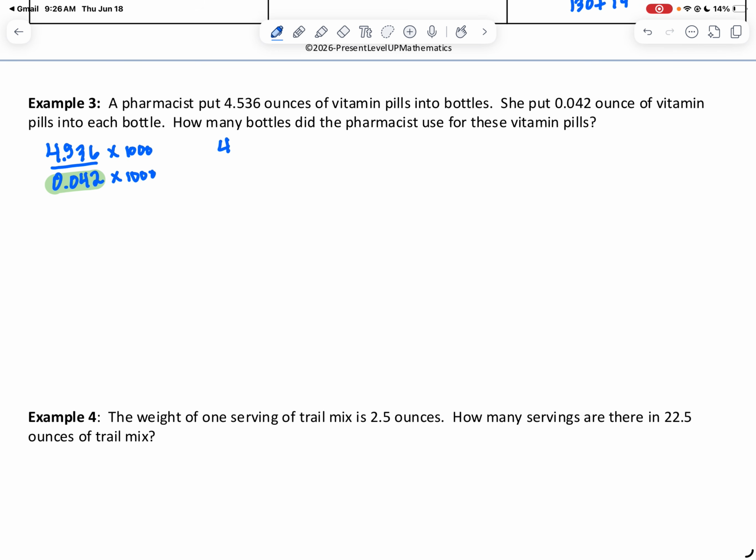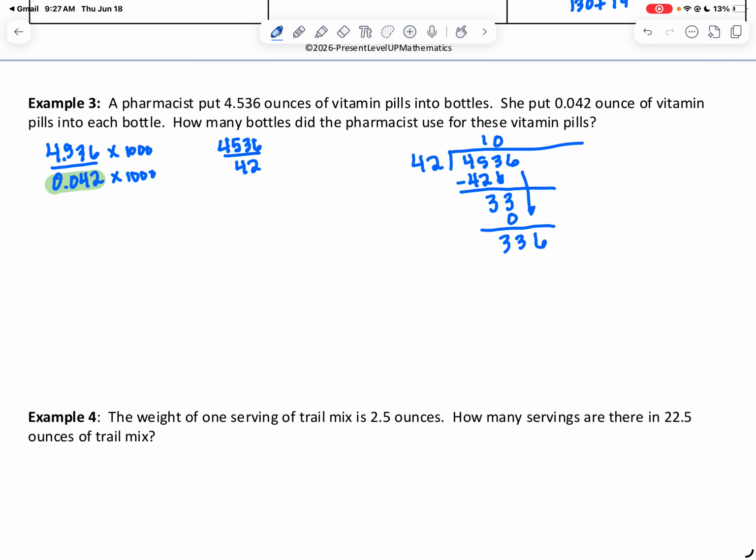So this would become 4536 divided by 42. All right, so I'm going to set up a long division problem here. 4, 5, 3, 6. All right, so I'm going to start with 42 going into 45 one time. 1 times 42 is 42. Subtract. 5 minus 2 is 3. Bring down the 3. 42 will go into 33 0 times. 0 times 42 is 0. Subtract and bring down 336.